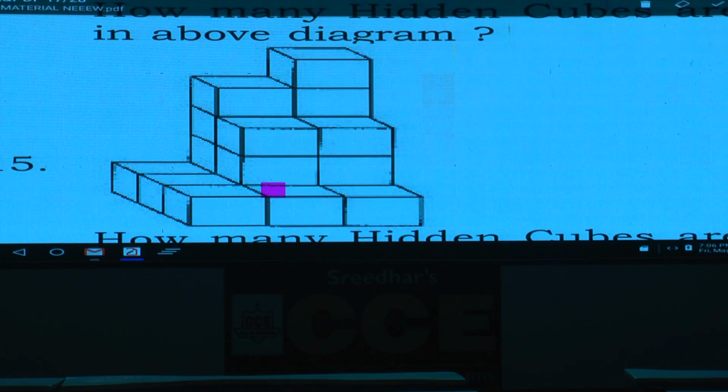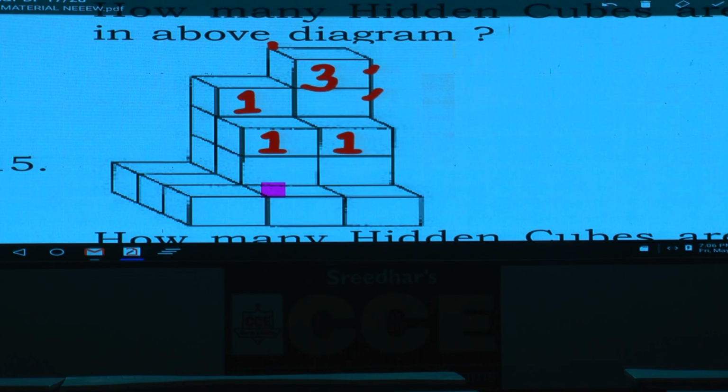6. Now again count the total number of blocks here. 1, 2, 3, 4, 5. Only 5 blocks were there. Out of these 5, 2 were seen and 3 cannot be seen. Now here this is 4 blocks, out of which 3 were seen. 1 cannot be seen, which was at the bottom. Now here this is 3 blocks, out of which 2 were seen. 1 cannot be seen. Again in these 3, 2 were seen, 1 cannot be seen.